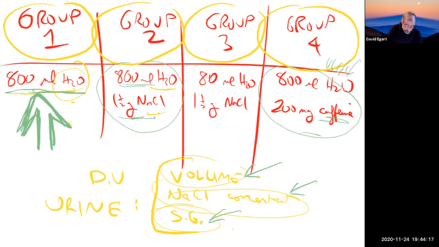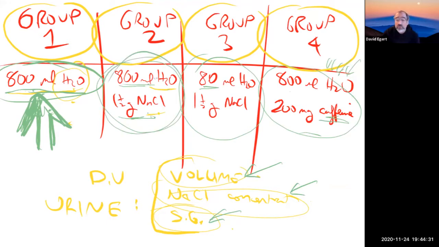So we'd expect a high amount of volume, especially compared to this group who've not taken in any water at all. Probably a little more than this group where you actually have a higher overall osmolarity because of bringing the salt in, maybe a little less than this one if we think of caffeine as a diuretic.